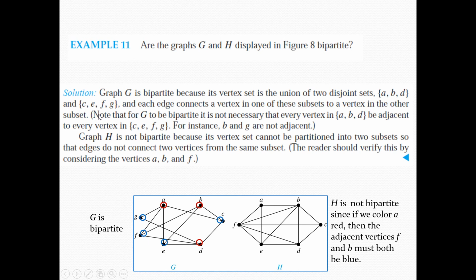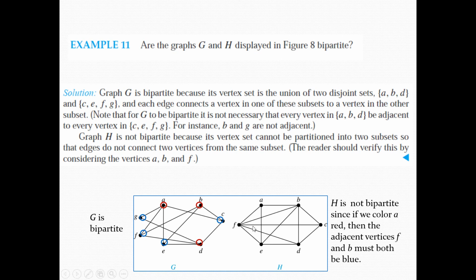So these are two disjoint sets of vertices. Now A is connected to E. That is, a vertex from this set is connected to a vertex of this set, but they are not connected with each other within the set, right? Similarly, B is connected to C, B is connected to E, B is connected to F, and so on. Each edge connects a vertex in one of these subsets to a vertex in the other subset. So G is bipartite. Now, what about graph H?